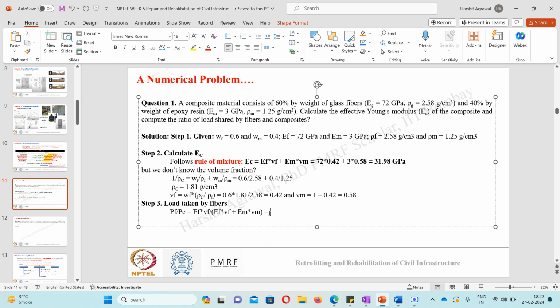So we know Young's modulus of fiber and matrix, and we know volume fraction. Substituting all the values, it will be 72 times 0.42 upon 72 times 0.42 plus 3 times 0.58. On solving this, you will get the load taken by fiber will be 0.945 times the total load. So this much fraction of total load is taken by the fiber, and 1 minus 0.945 will be the load taken by the matrix.